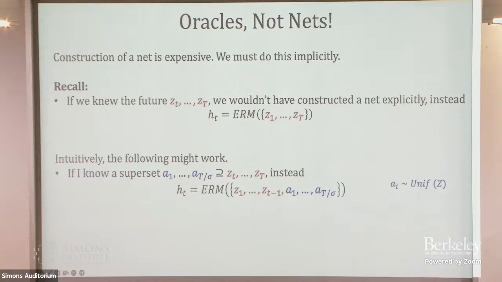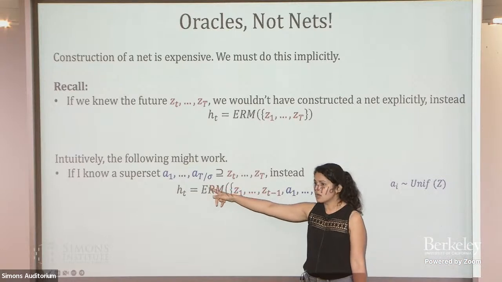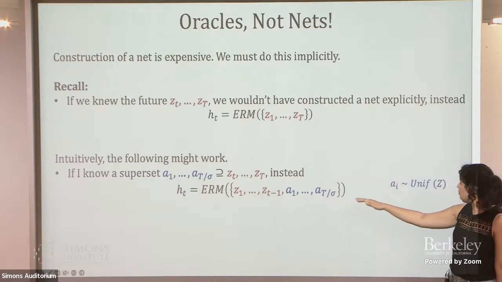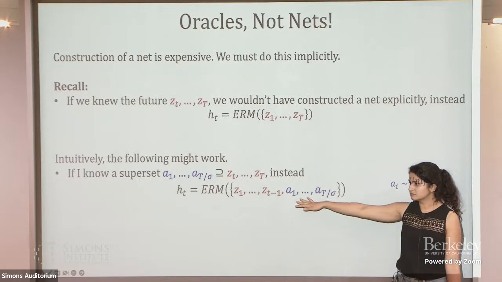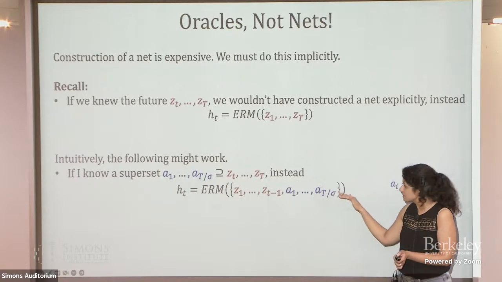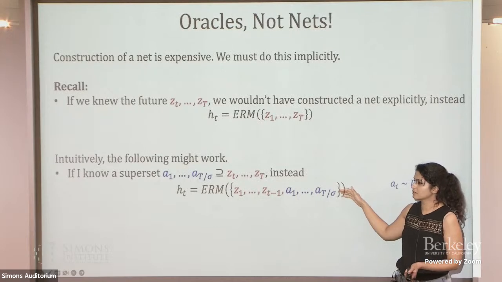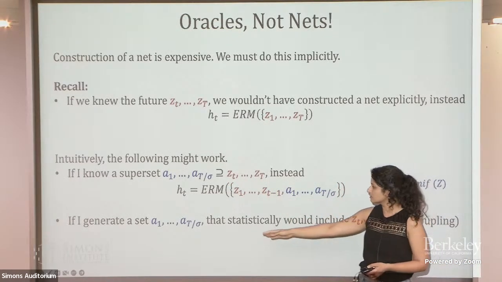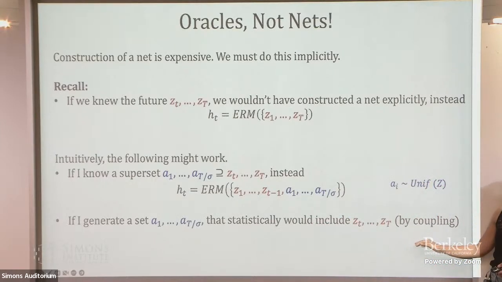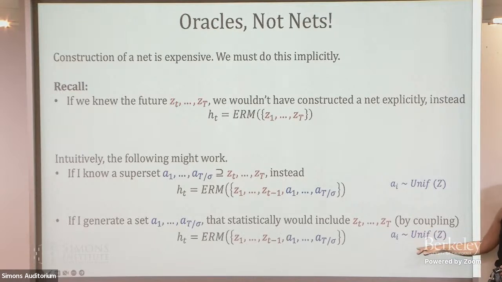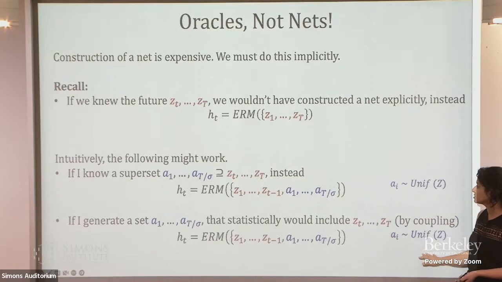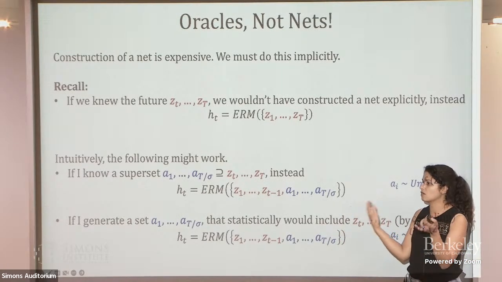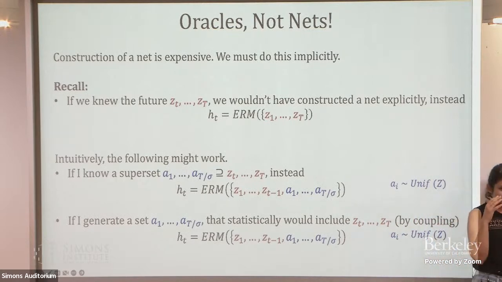Well, imagine for a second that I truly gave you some points that I promised will include the future. If you just put that in your ERM, the hope is that this ERM is not going to require any net computation. This by itself is going to concentrate nicely. Now, to be fair, I might not have access to these things. I can only hallucinate something that would have been coupled with whatever the adversary creates in the future. And that maybe is okay too, because I can still do this type of computation, and there would have been a world, statistically speaking, that would have included, this would have been a superset of what the adversary is generating.